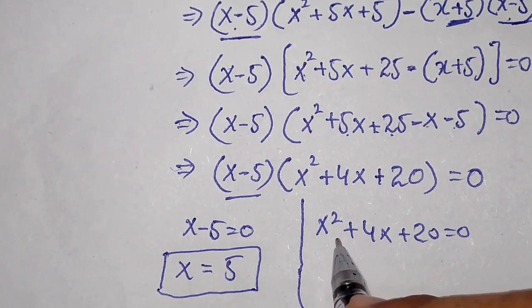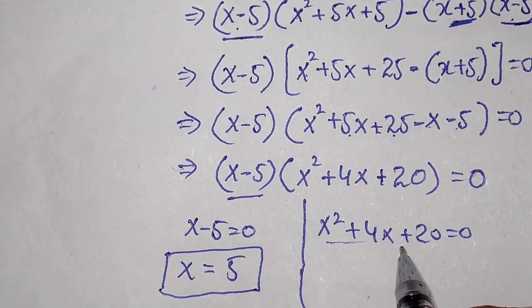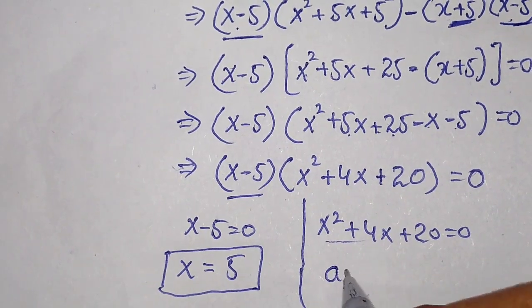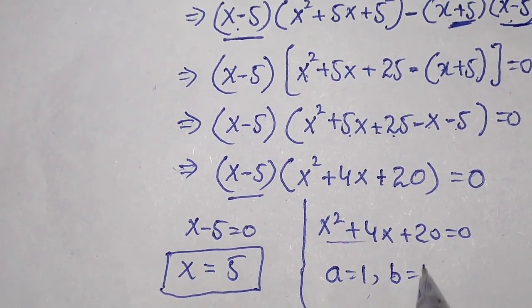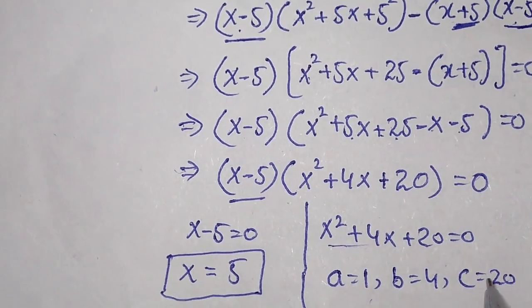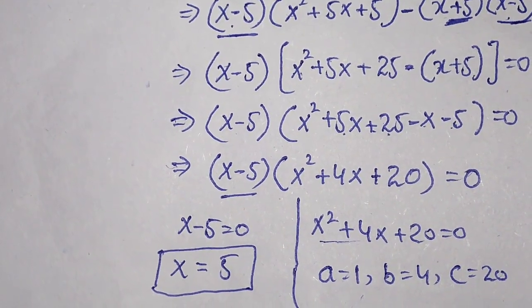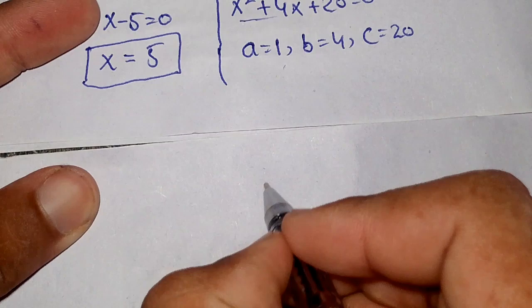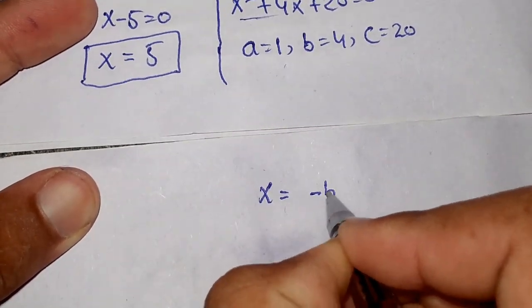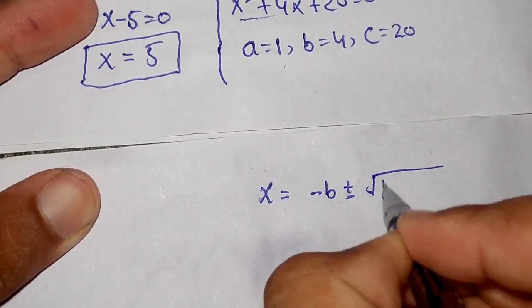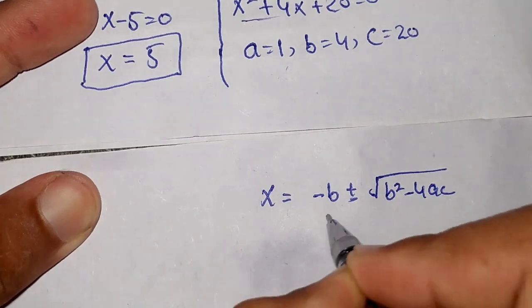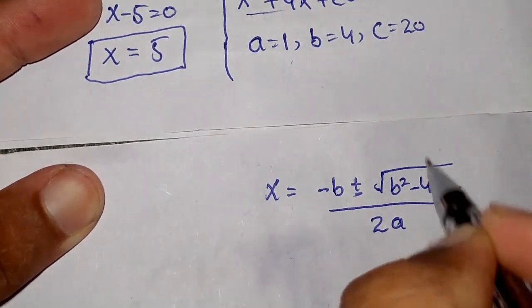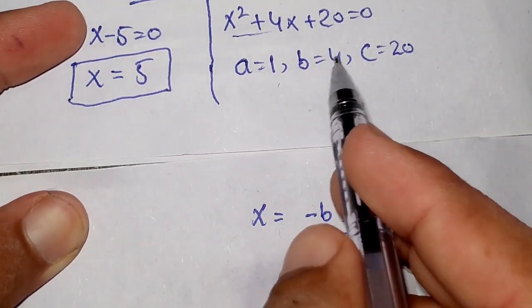Now we have to solve this side. We know that we have to solve this by the quadratic formula. So here a is equal to 1, b is equal to 4, and c is equal to 20. The quadratic formula is x is equal to minus b plus minus square root of b square minus 4ac over 2a. Now we have to put these values: a is equal to 1, b is equal to 4, and c is equal to 20.